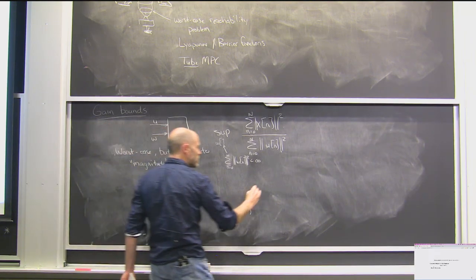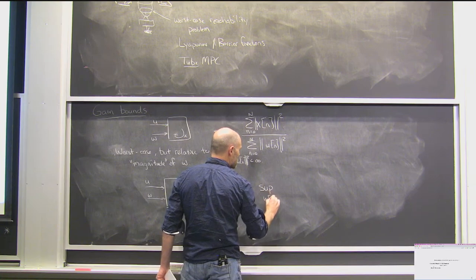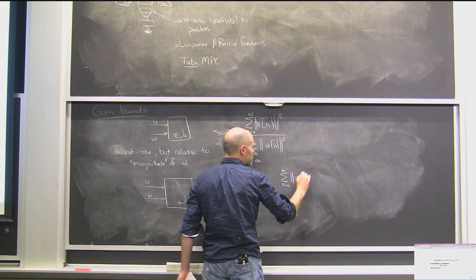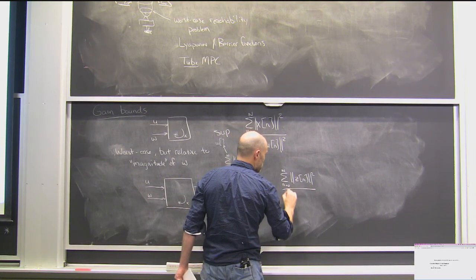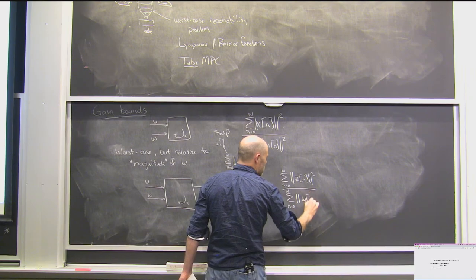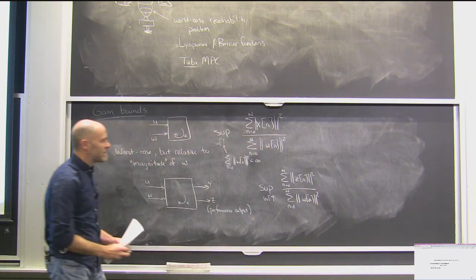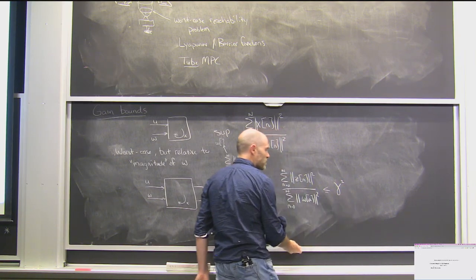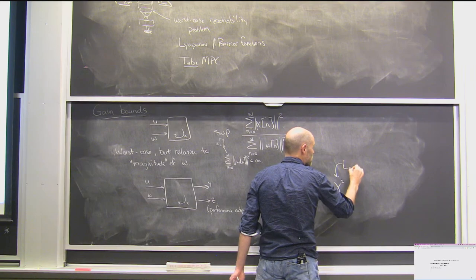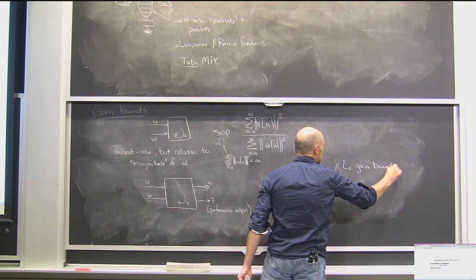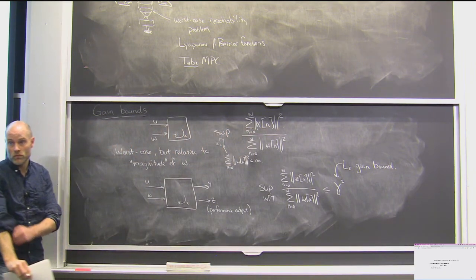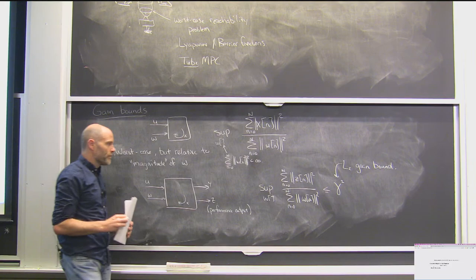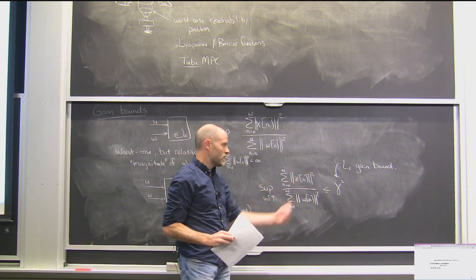So you can do exactly the same thing. You could talk about the gain bound over w in this class of the magnitude of z over the magnitude of w. Okay, that's just a gain, and if I'm able to make an argument that this thing is less than, for instance, sigma squared, then this would be an L2 gain bound. It's an input-output bound. And when these signals are in L2, it's an L2 gain bound, okay?